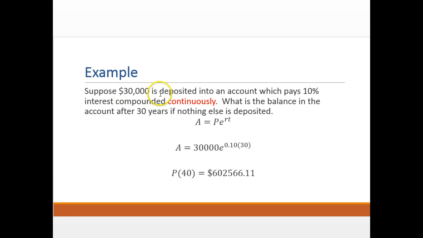Suppose $30,000 is deposited into an account which pays 10% interest compounded continuously. What is the balance in the account after 30 years if nothing else is deposited? A equals P e to the RT. P is 30,000. R is 0.10. T is 30. So at the end of 30 years, you will have $602,566.11.